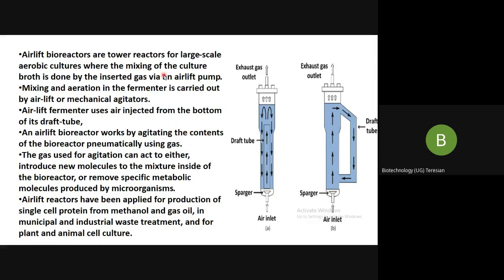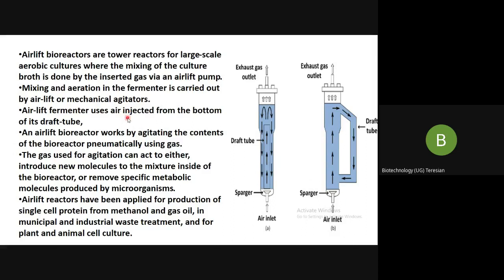So that is about the airlift bioreactors. Airlift bioreactors are tower reactors for large scale aerobic culture, where the mixing of the culture broth is done by gas inserted via the airlift pump. Mixing and aeration in the fermenter is carried out by the airlift or by a mechanical agitator. Usually we don't use a mechanical agitator. It happens only by this process.